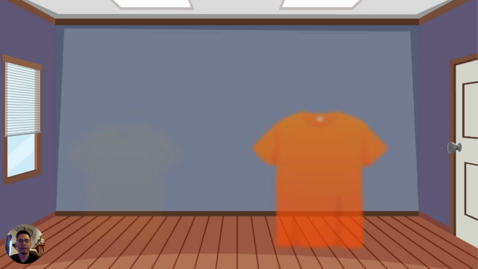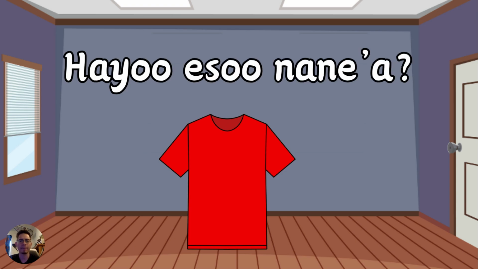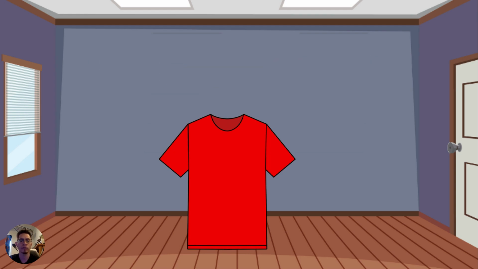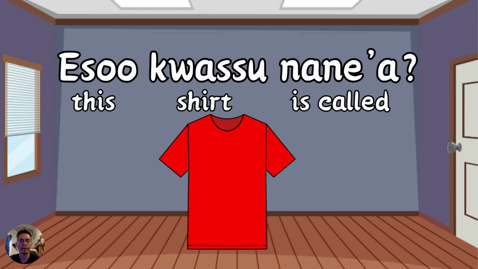All right, so let's do some practicing. Again, if I ask, Hayu ishunani, I'm asking, what is this called? And you answer it by Ishu kwasunani. This shirt is called. That means this is called a shirt. Whoops, I should have taken off that question mark at the end. Ishu kwasunani means this is called a shirt.